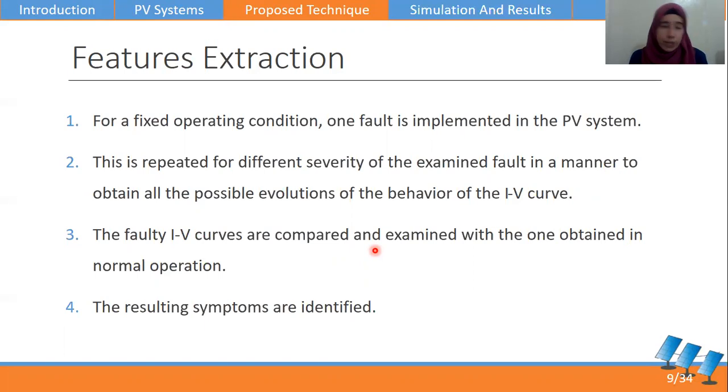Now, how have we developed our algorithm? First, feature extraction. For a fixed operating condition, one fault is implemented in the PV system. This is repeated for different severities of the examined fault in a manner to obtain all possible evolutions of the behavior of the IV curve. The faulty IV curves are compared with the one obtained in normal operation, and finally, the resulting symptoms are identified.